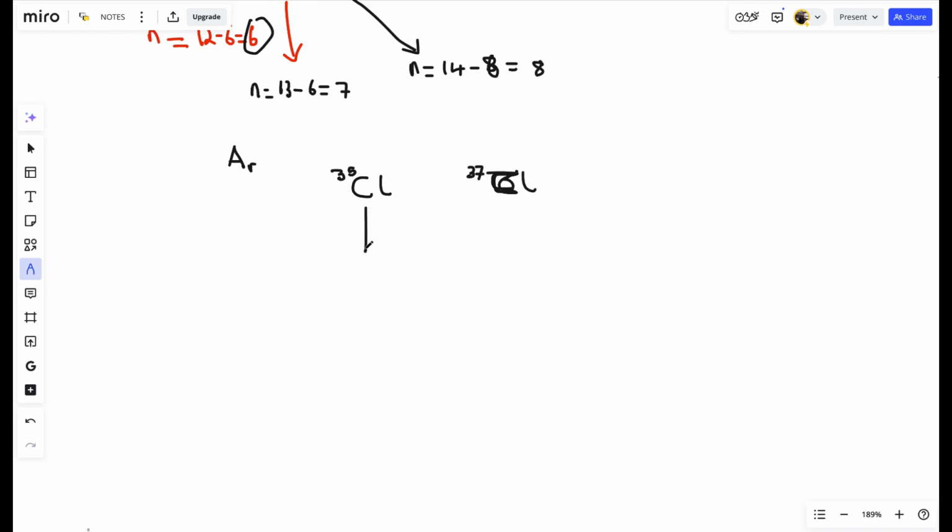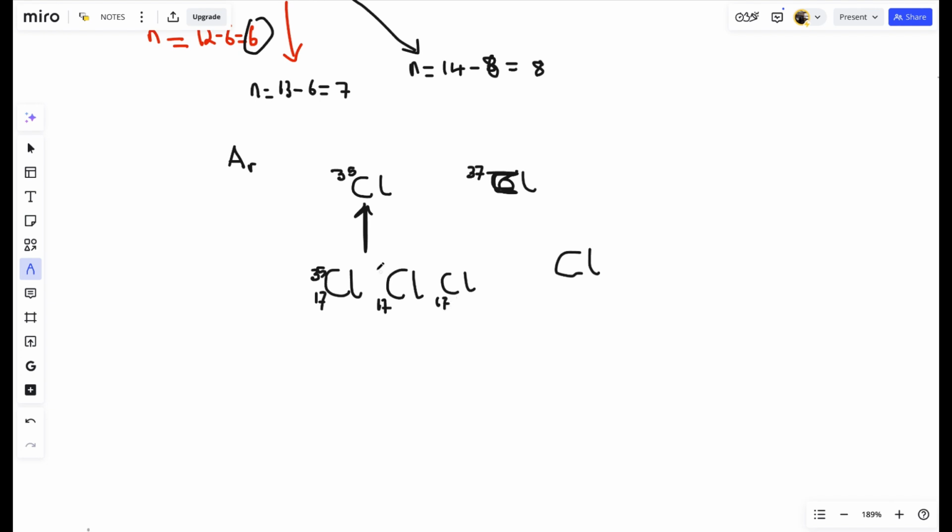We have to look at the percentage of abundance. This one occurs 3 times, and this one occurs 1 time. So we have 3 times chlorine-35 to 1 time chlorine-37, which means 75% to 25%. So you can either use a percentage to calculate. Even if I don't put the atomic number, you already know it's 17 for chlorine.